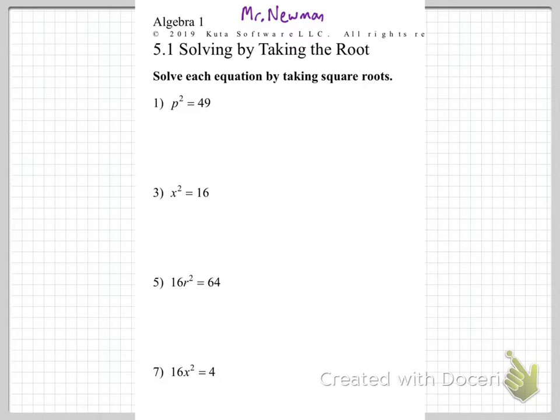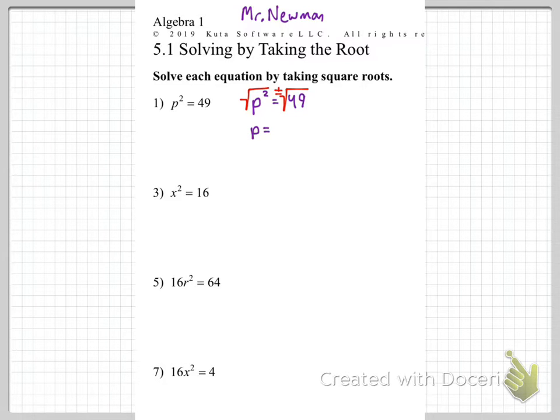First of all, remember your goal is to get the squared term by itself, and then to take the square root and have the plus and minus, because there are two solutions. So, first I'm going to write out p squared equals 49. Then I'm going to take the square root of both sides, and don't forget to write the plus and minus.